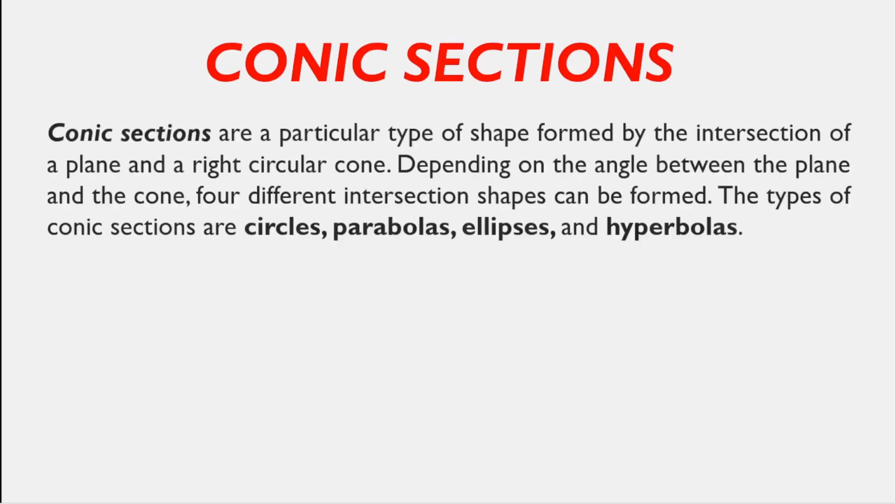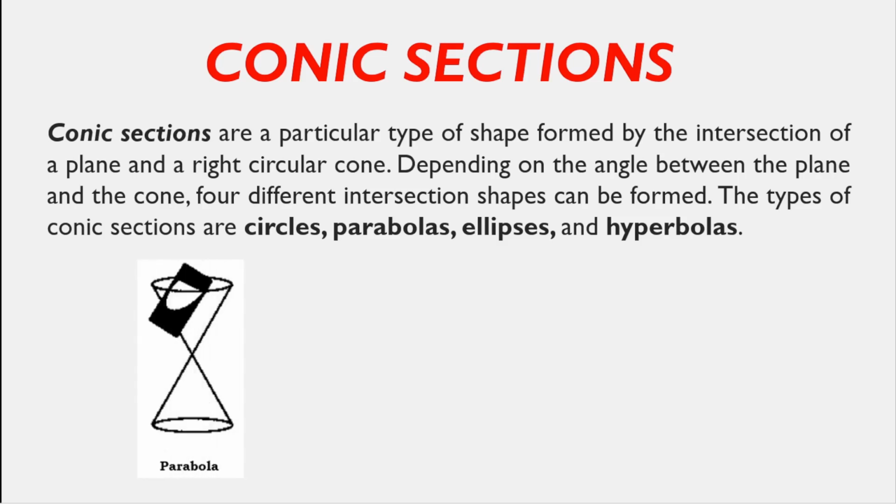Conic sections. Conic sections are particular types of shapes formed by the intersection of a plane and a right circular cone. Depending on the angle between the plane and the cone, four different intersection shapes can be formed. The types of conic sections are circles, parabolas, ellipses, and hyperbolas.